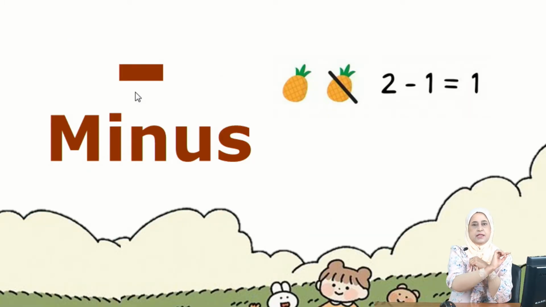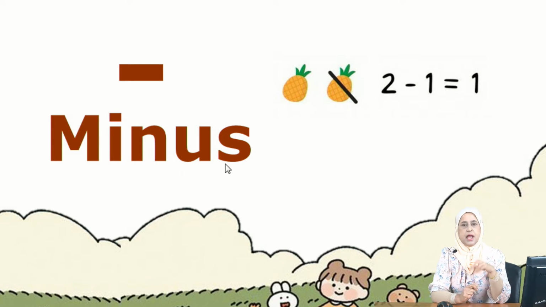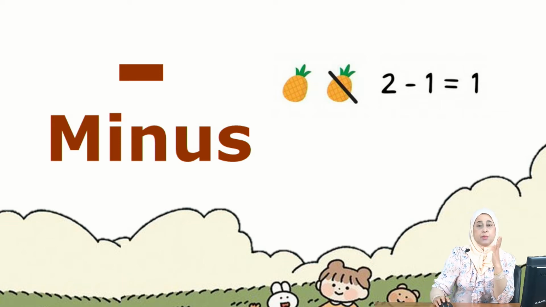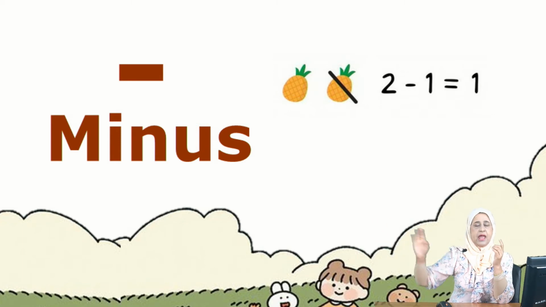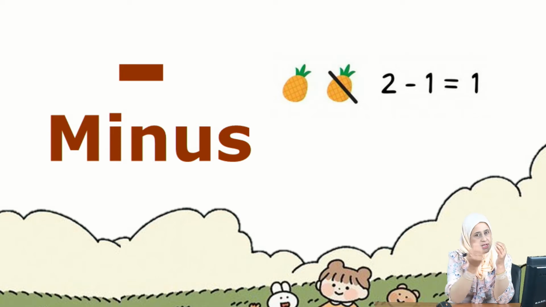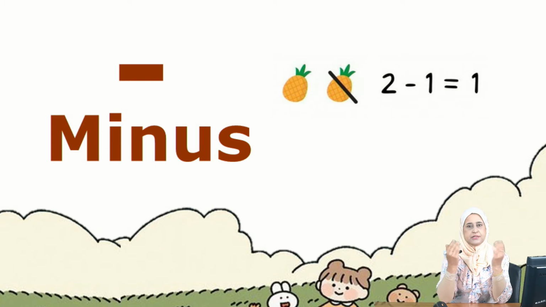Next, minus. This is a short line. We say minus, okay? Teacher is going to spell it. M-I-N-U-S, minus. Students, what is the meaning of minus? One pineapple, two pineapples. Students, you have two pineapples, one and two. The one you eat is finished. The rest is one. So we say take away, we eat it and take it away. So the rest is one, okay? So we say two pineapples minus, we eat one pineapple, equals the rest, one pineapple. So this is minus. Minus means you take away, you eat, no more. So this is what we say minus, okay?